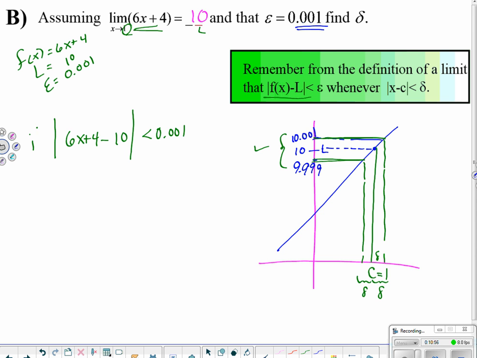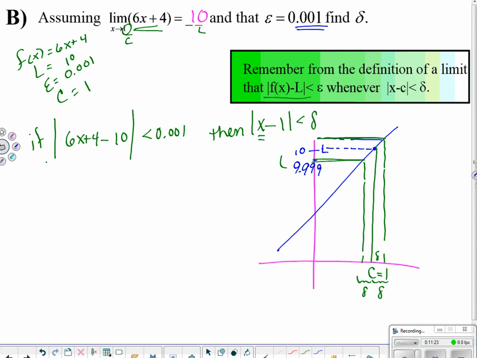So if this is true, if I choose an x that makes that happen, then that will give me an x minus c value, and my c is 1. |x minus 1| will end up being less than delta. How close must x be to 1 to be in this range?